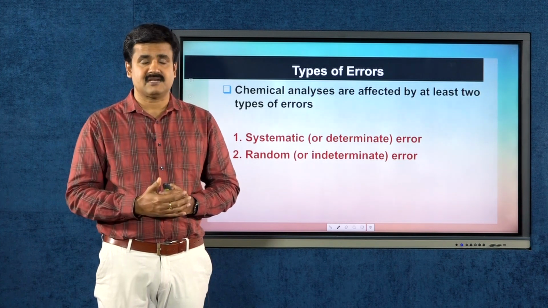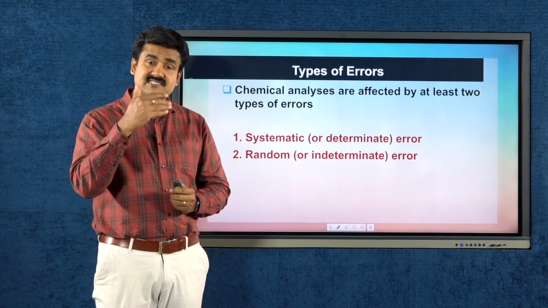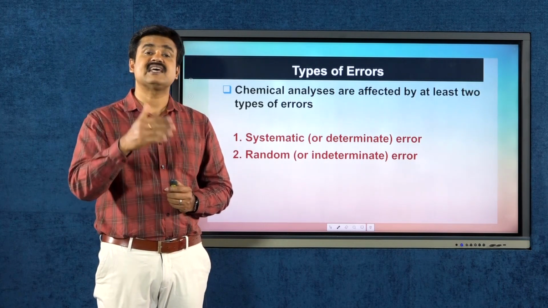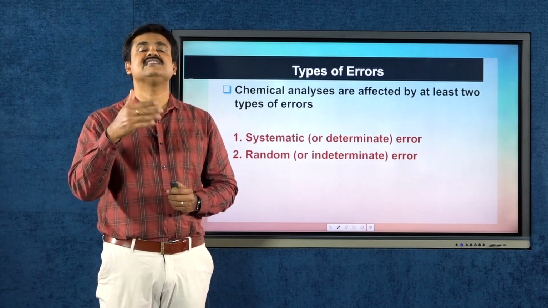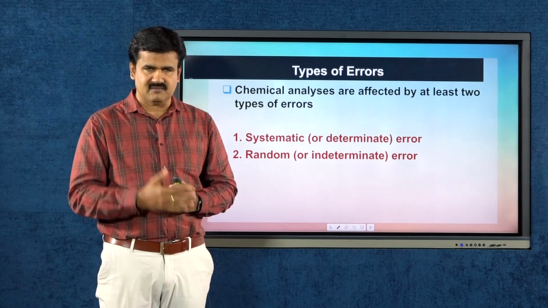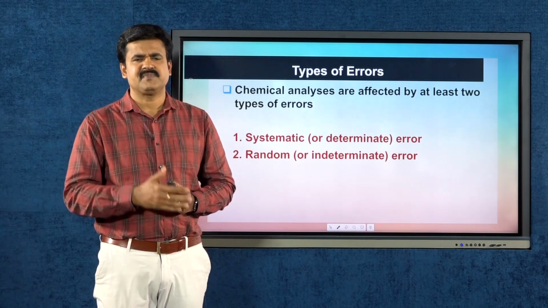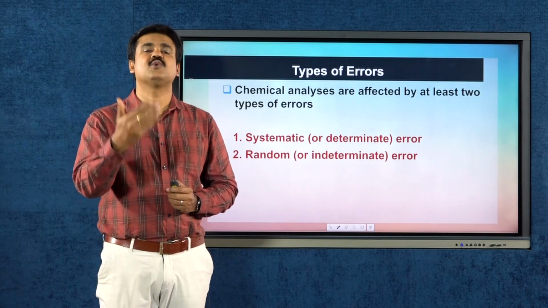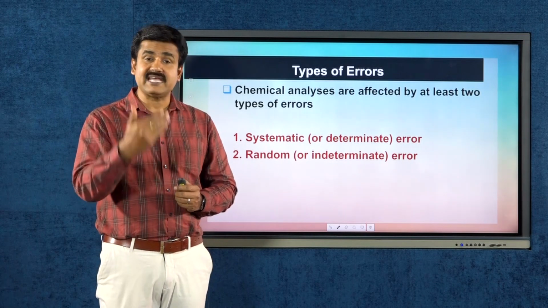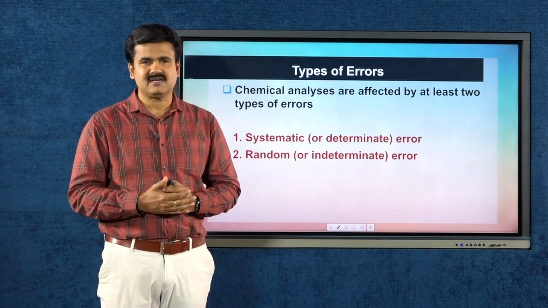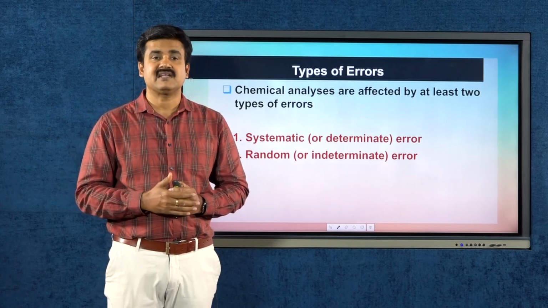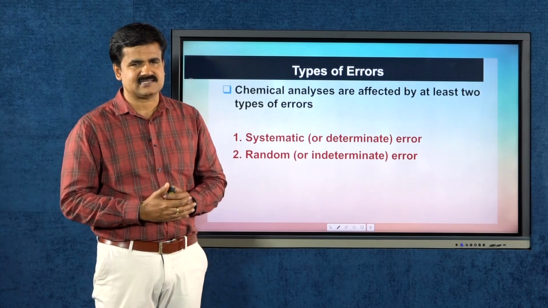From the names itself, it is very clear that for the first category, determinate error, the sources are known, it has an assignable cause, and it is possible to minimize or rectify systematic errors. However, for random errors, there is no clear-cut source. Even though there are sources, it is not possible to exactly locate the correct source of the random error. Moreover, it is not possible to exactly rectify the random error when compared with the systematic errors.